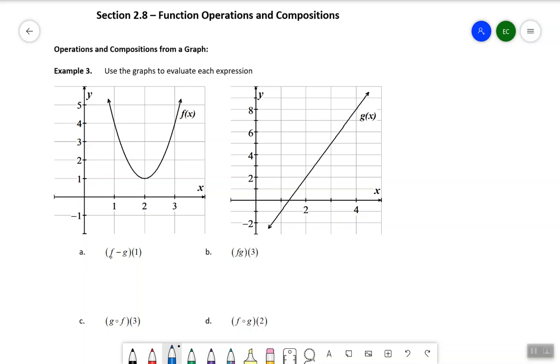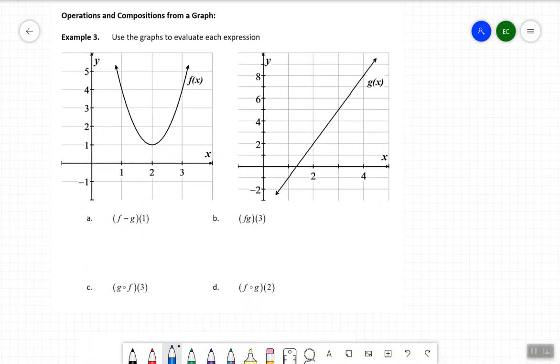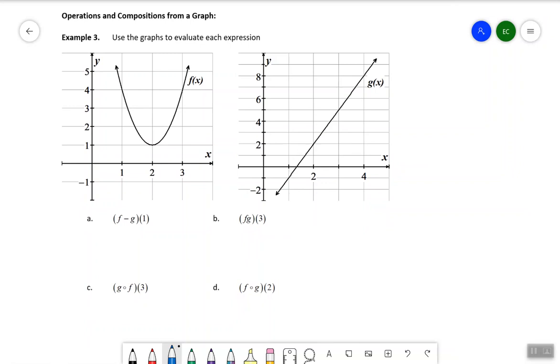You can see in part A we have f minus g of 1. We need to apply the definition of the operation. We need to write this as f of 1 minus g of 1. And then we can evaluate f of 1 on the graph. Make sure you're on the correct graph. This is the f graph. This says the input is going to be 1. What is the corresponding output? It's 4. F of 1 is 4.